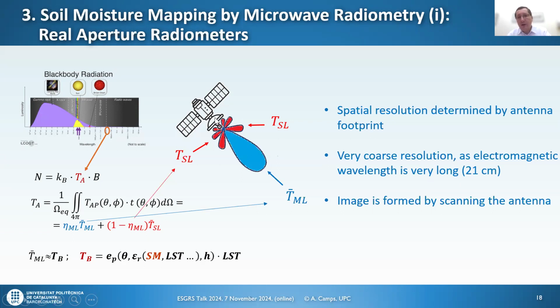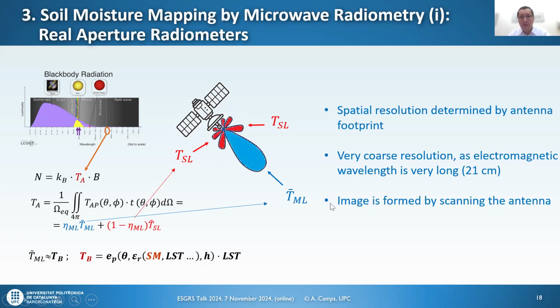Okay, if we do that with a real aperture antenna, like in Skylab, okay, the resolution was really, really poor, more than 1,000 kilometers. But if you want to have a decent, and by decent I would say even tenths of kilometers, then you end up with an antenna that is about tens of meters, 20 meters, okay, to get the order of magnitude. Because the spatial resolution is determined by the antenna footprint, and the wavelength is very long, 21 centimeters, we need really large antennas, okay?